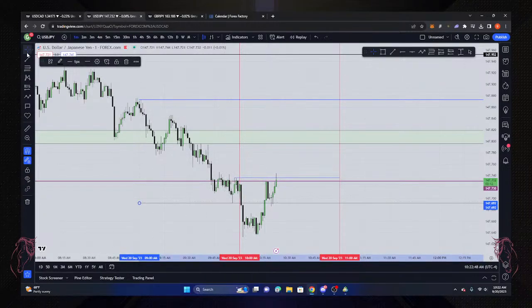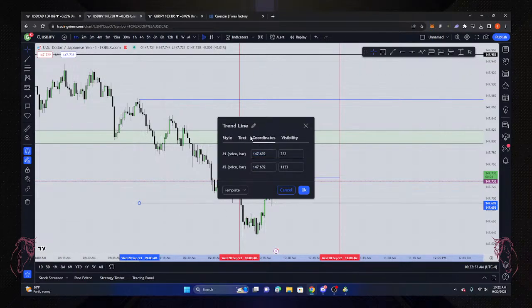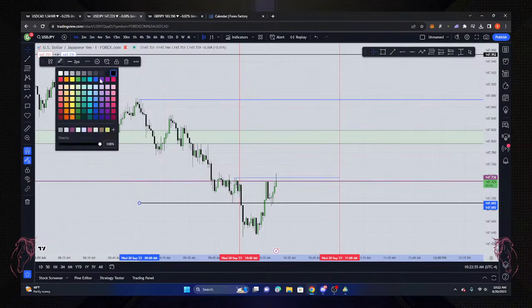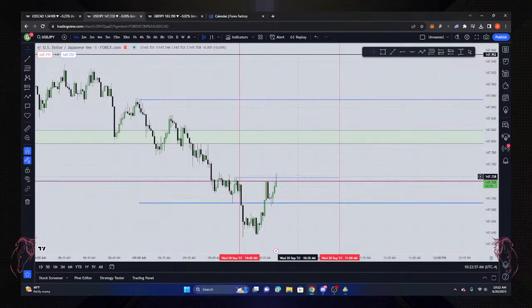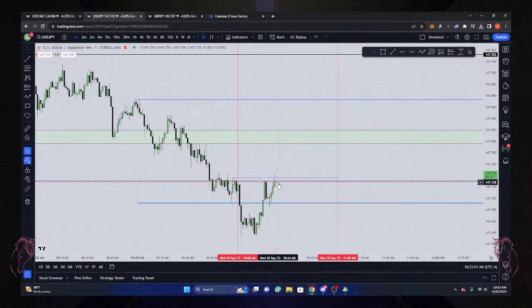Okay. There we go. And make it blue. There we go. So it looks like price tapped into it and closed below it.